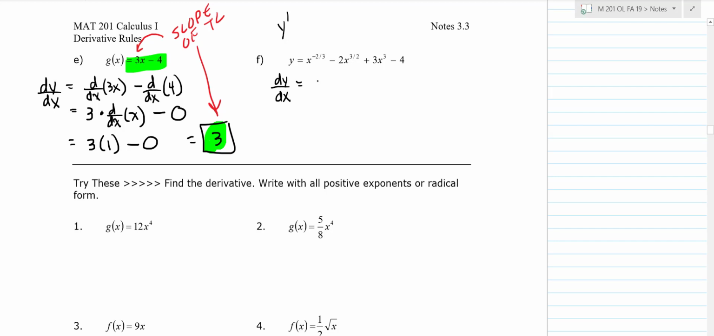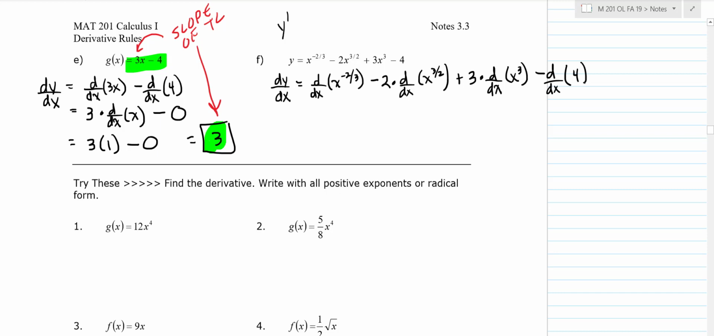So what I'm going to do is I'm going to do the derivative of the first term minus the derivative. And let's just go ahead and skip a step here. I'm okay with this. We have a constant, so you could say 2 times the derivative of x to the 3/2 plus 3 times the derivative of x to the third, and then minus the derivative of 4. Now that's a lot of writing. Like I said, in practice, you're not going to really write it out this way. You're just going to do each piece in your head, primarily.